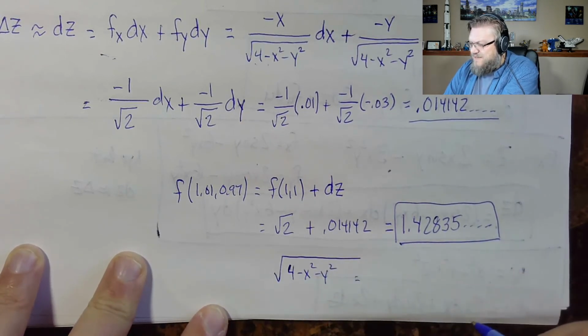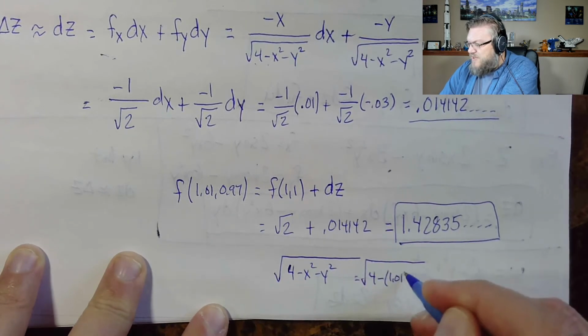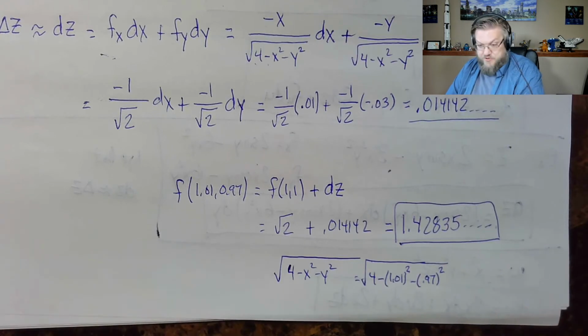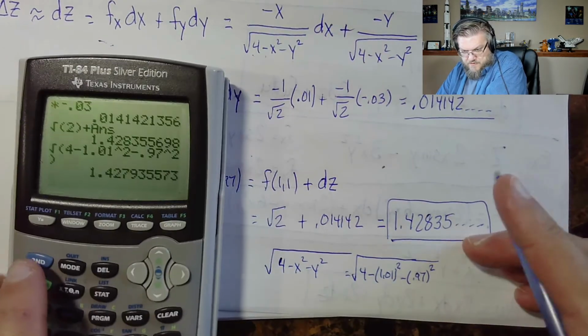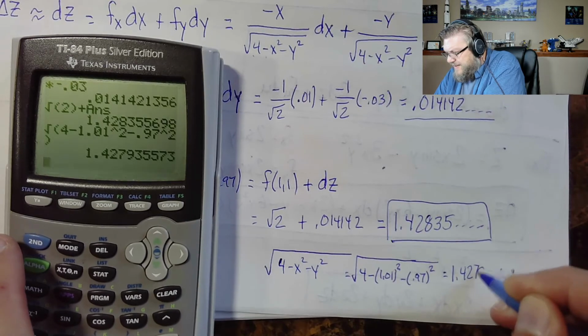This is going to be what? This is the square root of 4 minus 1.01 squared minus 0.97 squared. So I'm going to do that in my calculator to compare. 4 minus 1.01 squared minus 0.97 squared. And I end up with a result on the calculator of 1.42793.